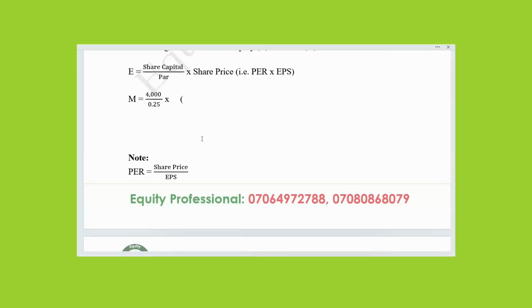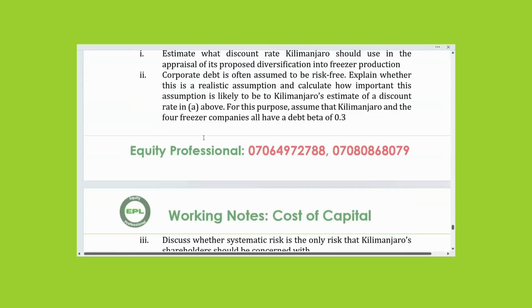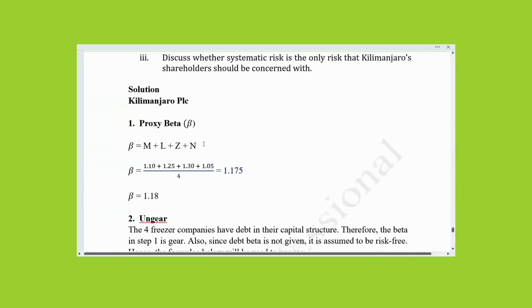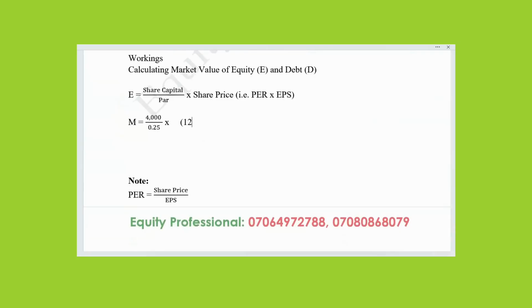I will then come here. The price earning ratio of Mississippi is 12 times. Then earnings per share is 25 kobo. So this will be 12 multiplied by 0.25. Give it to me. What do you have? 12 multiplied by 0.25. What do you have there? That should be 3 naira. Yes, sir. All right then.